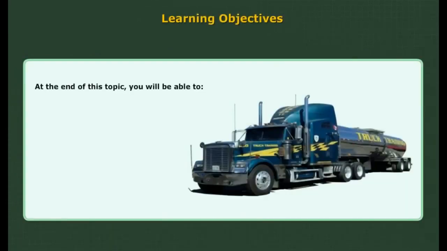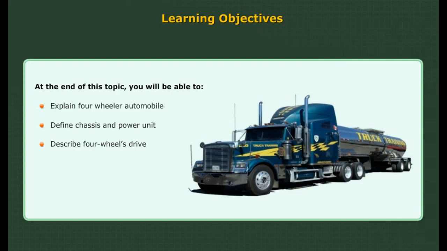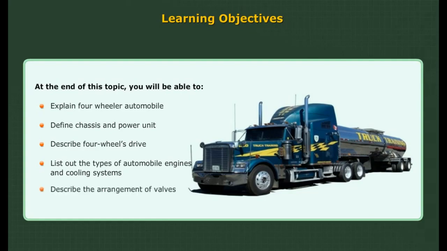Learning Objectives. At the end of this topic, you will be able to explain four-wheeler automobile, define chassis and power unit, describe four wheel drive, list out the types of automobile engines and cooling systems, describe the arrangement of valves.